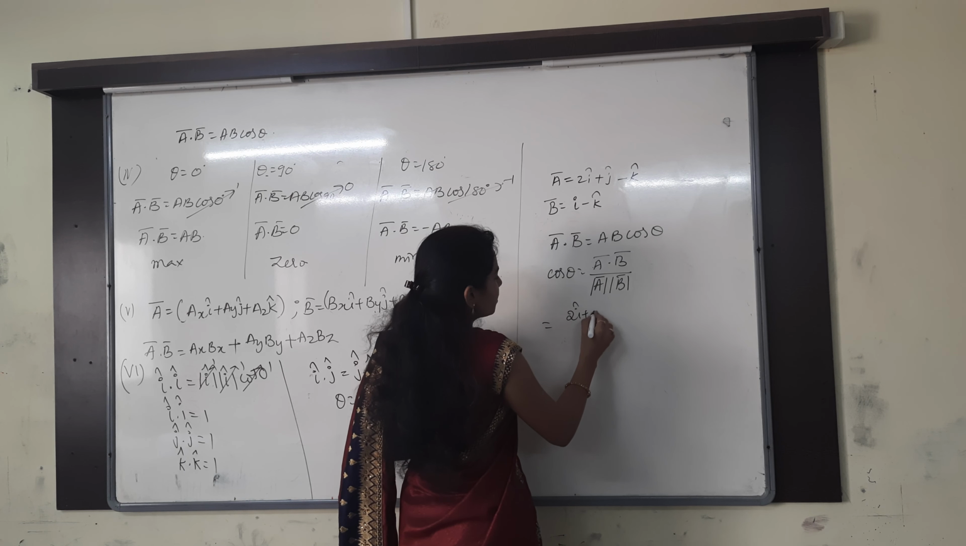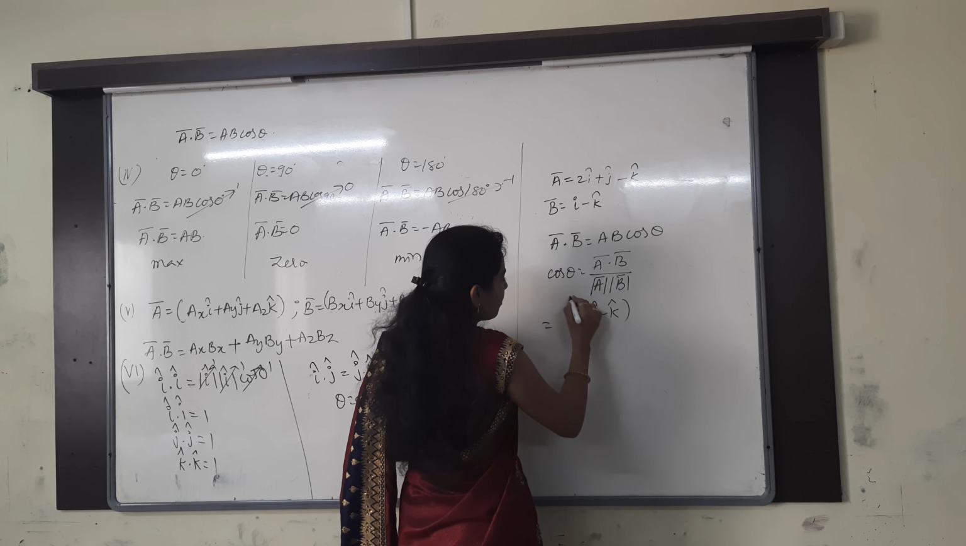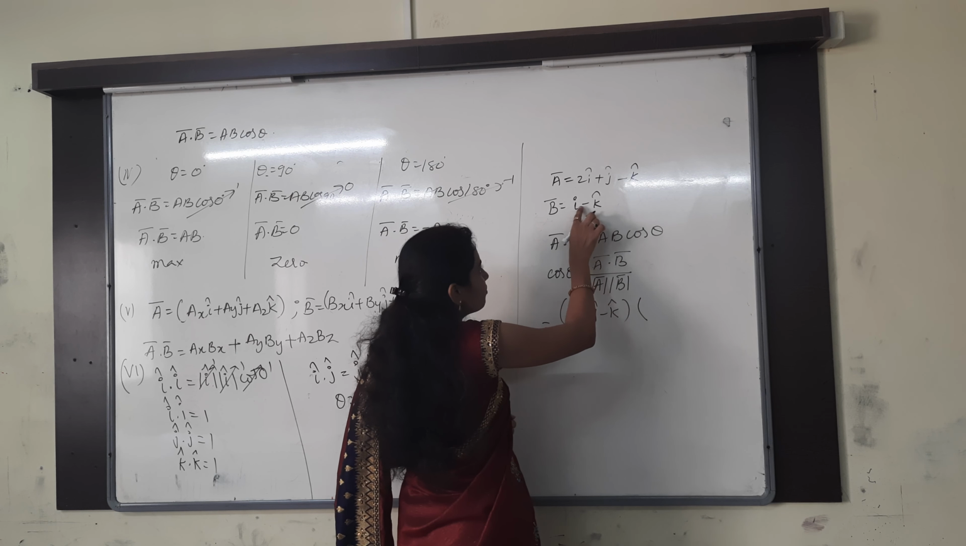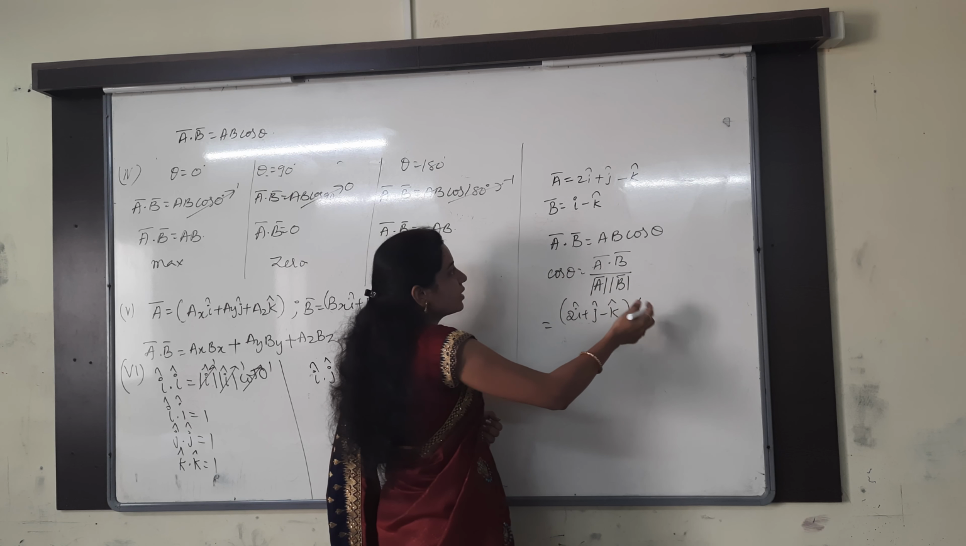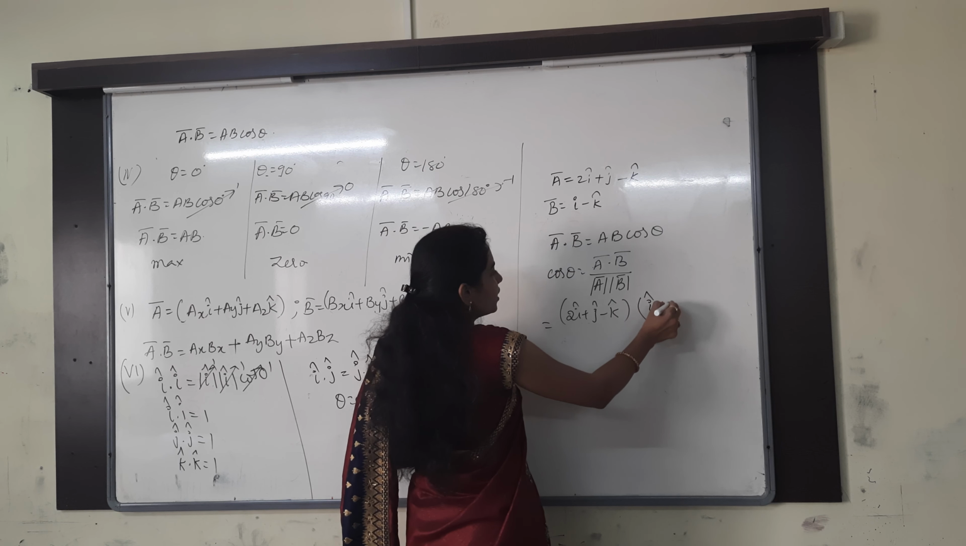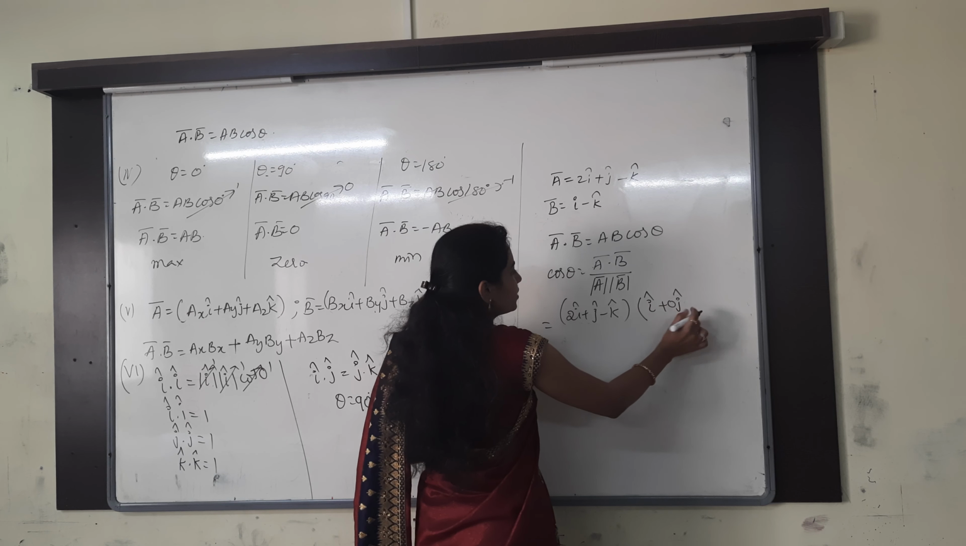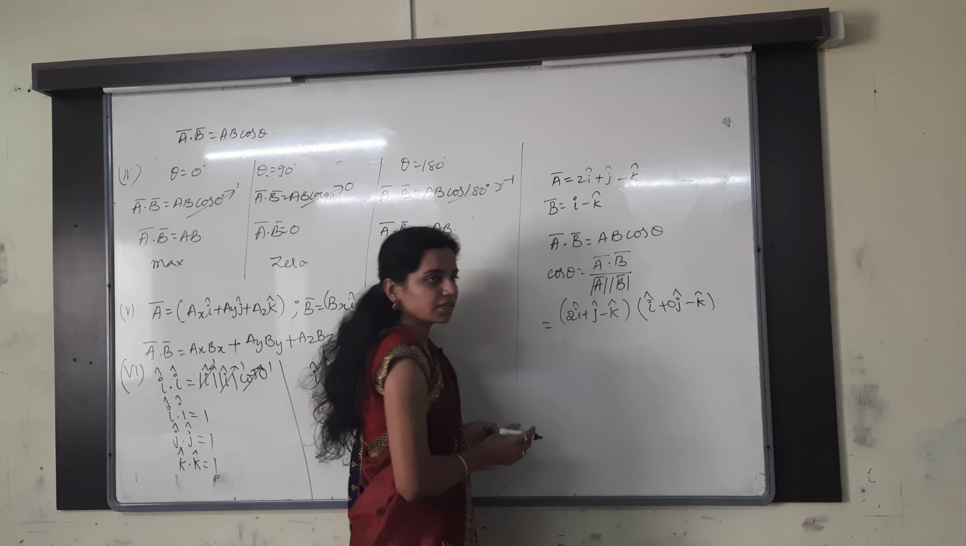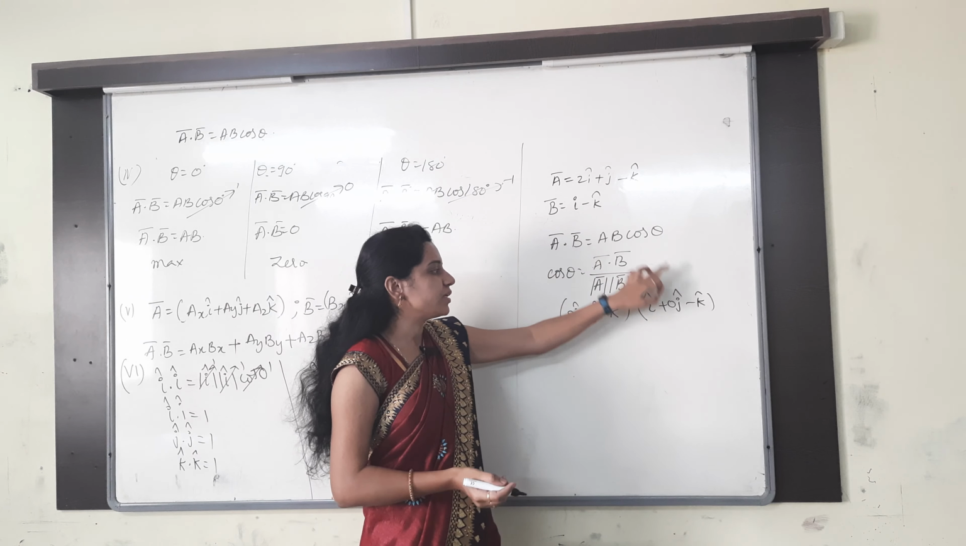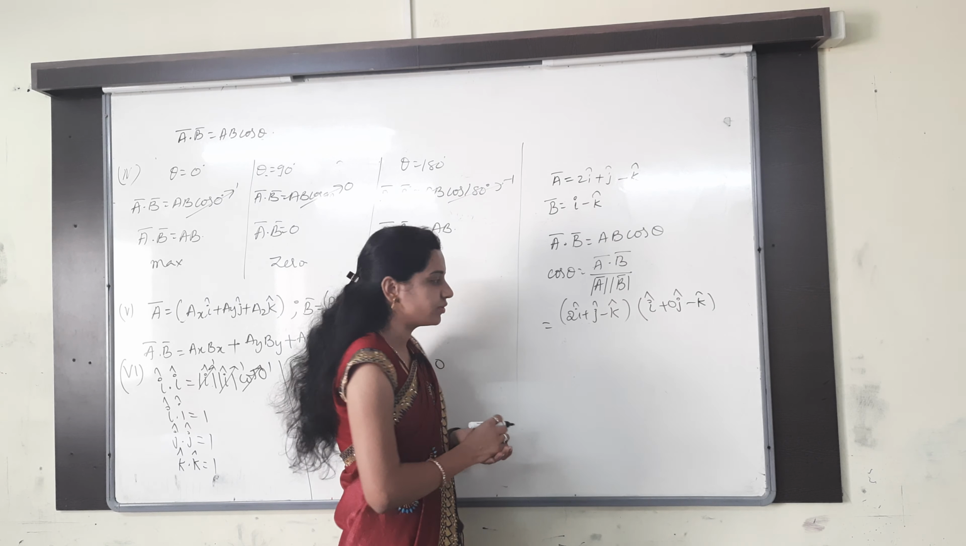A bar is how much? 2i cap plus j cap minus k cap. Then what about the B bar? B bar is having only i and k. j is absent. Whenever the j is absent, you take it as 0 j cap. Okay. Then minus k cap. You understand now? Whichever is not there, at that place you have to take 0.